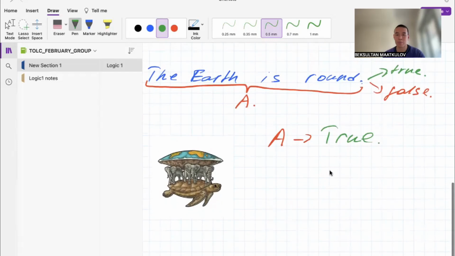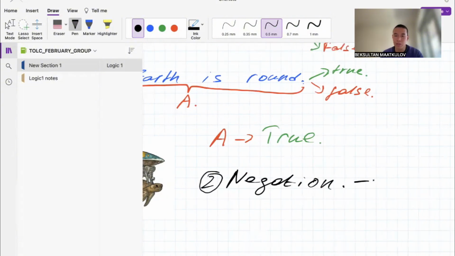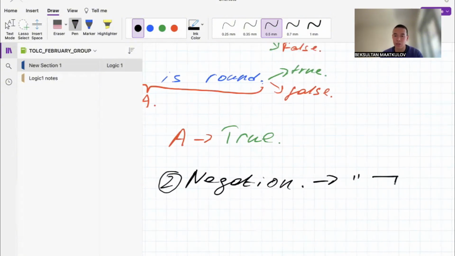All right, now we are going to have another point. I'll write it here. Another point, this is the negation. So negation, basically, we denote by this sign. I'll write like this one. So anytime you see this sign, you need to know that this is the negation. And basically, this is just the word not. So the sign means the word not.